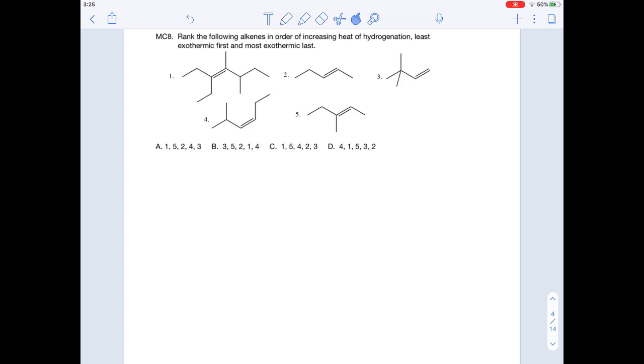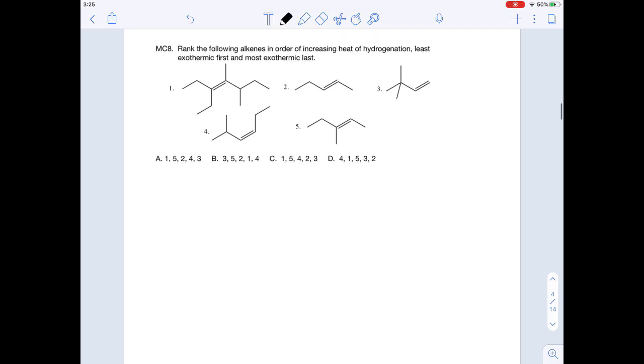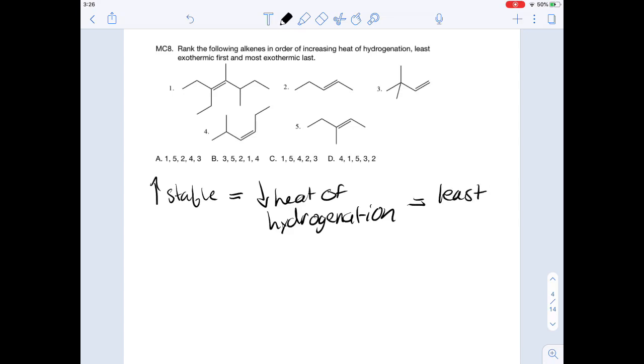Multiple choice 8 asks to rank the following alkenes in order of increasing heat of hydrogenation, with the least exothermic first and the most exothermic last. So this is a kind of repeat question similar to the pre-mock. It's not the same question, but similar. So the more stable you are, alright, you know what, I'm not going to use arrows. More stable equals lower heat of hydrogenation, which also equals the least exothermic. Reason being is that more unstable molecules release a lot of energy when they break up. Alrighty.